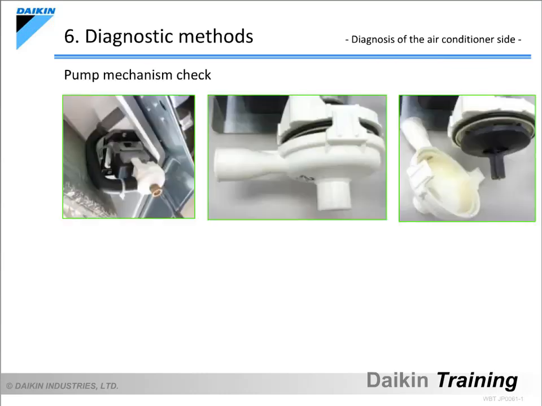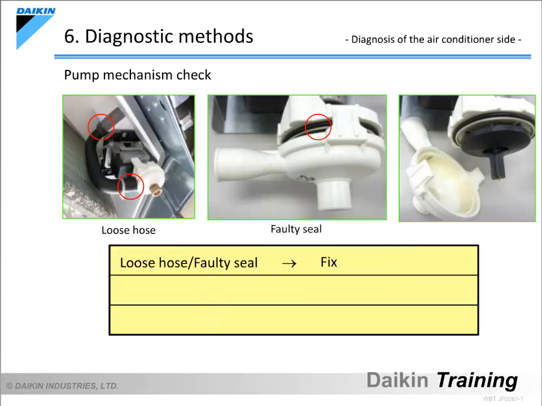Let's now go into how to check the drain pump mechanism. First, check if the hose is connected securely to the drain pump and indoor unit, and if the drain pump joint is properly sealed. If the hose is loose or disconnected, or the joint is not fastened tightly, be sure to fix the problem. If the hose is connected securely and the joint is fastened tightly, check inside the drain pump by disconnecting the joint.